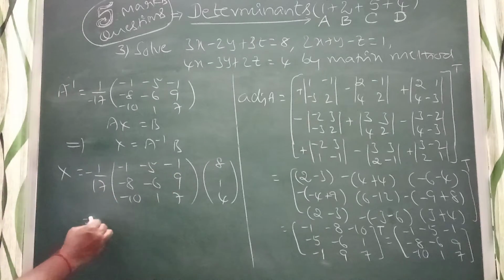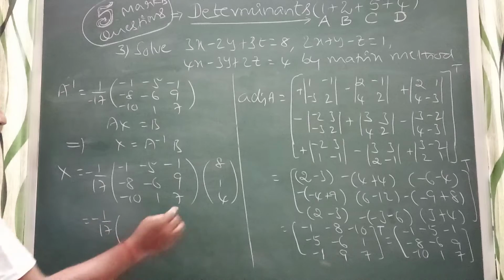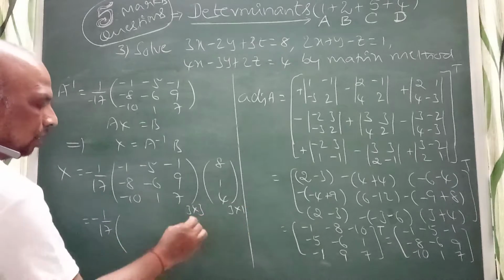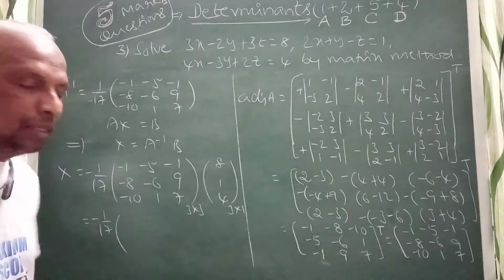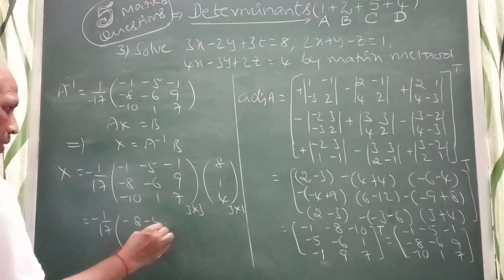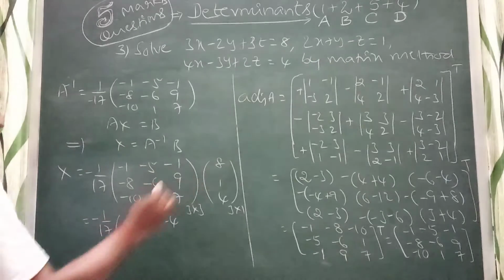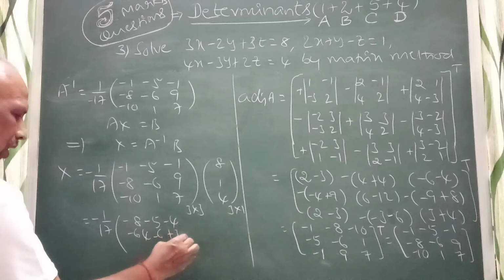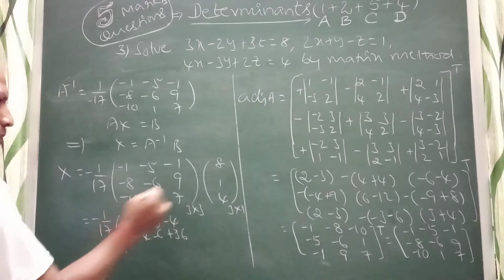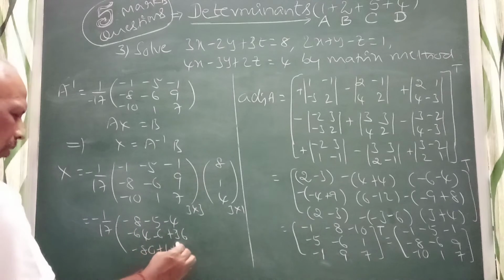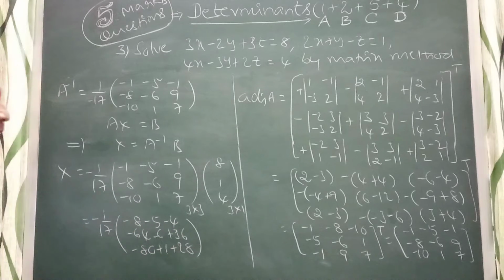I can multiply this. Minus 1 by 17. This is 3 by 3, and this is 3 by 1. Multiplying gives 3 by 1 again. First row with first column: you will get minus 8, minus 5, minus 4, minus 64. You will get minus 6 plus 36. Now this is minus 80, plus 1, plus 28. I am going to simplify this value.